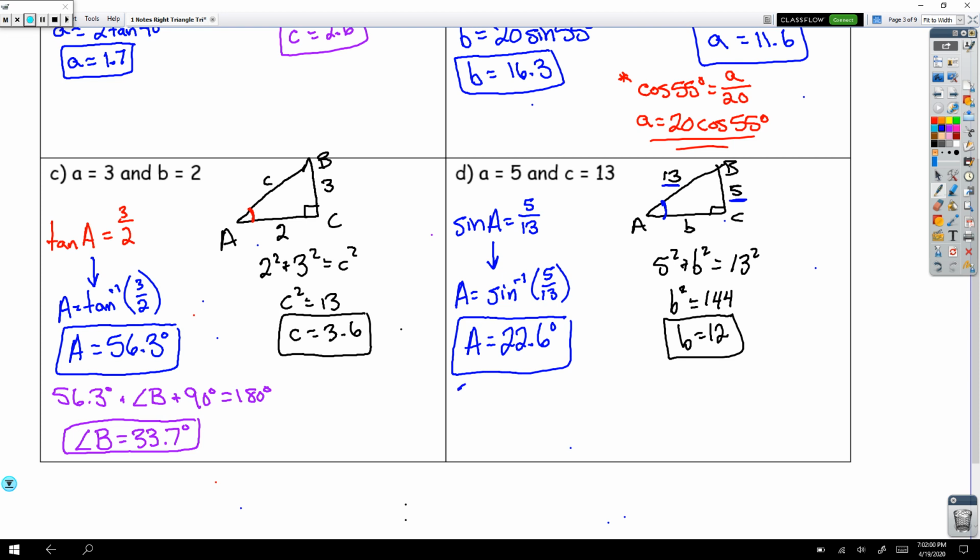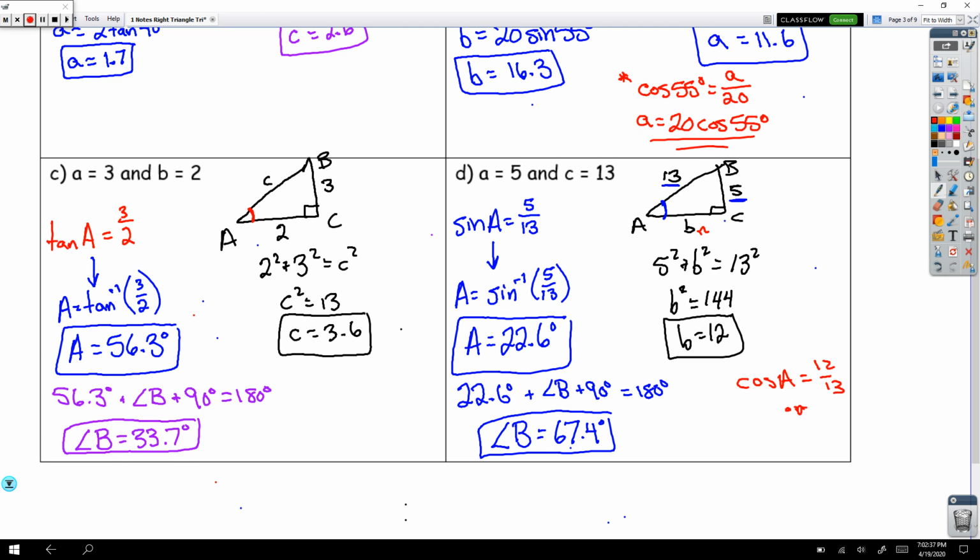So, angle A, we need to find angle B, and then adding in angle C, all adds up to 180. So angle B would have to be 67.4 degrees. Again, that's not the only way you could do it. Once we found that B was 12, we could have found the cosine of A equals 12/13.